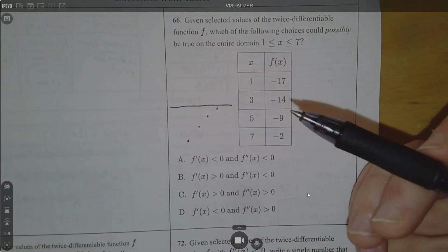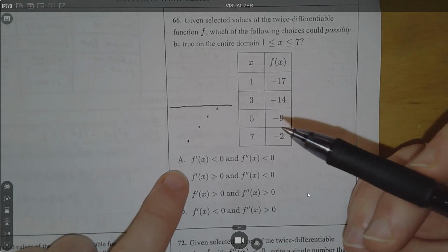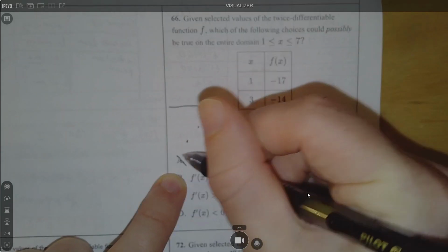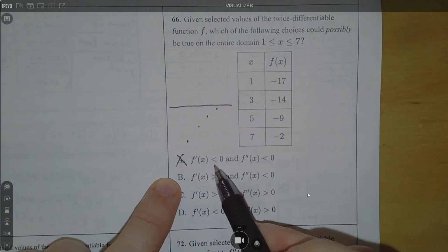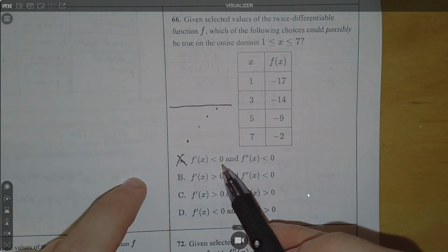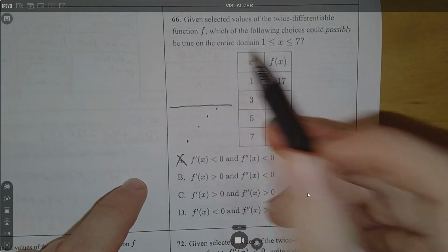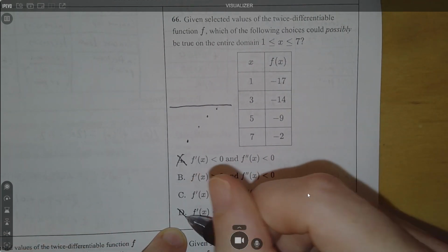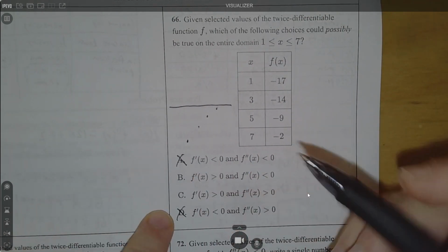So which could possibly be true? Well, this could not be true because it's increasing the entire time. There's no way that the derivative could be negative on the entire interval, right? That could not be true for the entire domain. So that's out. I can immediately eliminate A and D. Well, how about B and C?